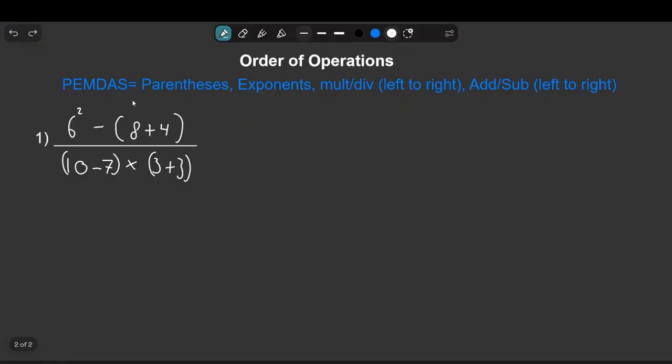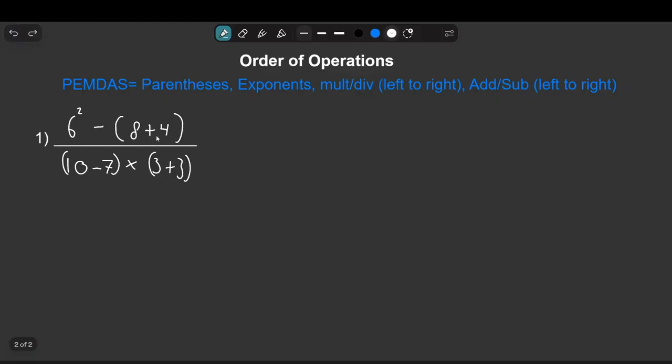So, let's start off with the top one. Oh yeah, and the fraction basically is a division of the two from top to bottom. Not a division like 6 divided by 3, but it's just a line to solve the top first and then the bottom. So let's start with the top.